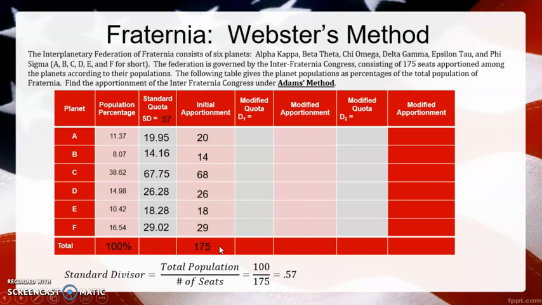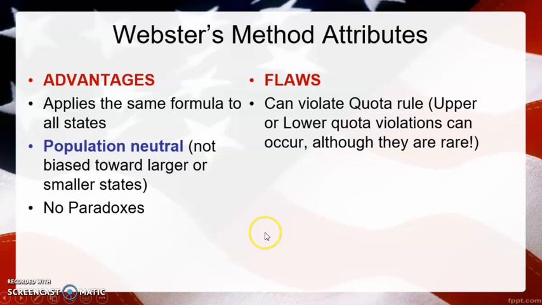Whereas since Jefferson always awards the lower quota, Jefferson's is always going to be too low initially. Since Adams always awards the upper quota, Adams is always going to be too high initially. So with both of those methods, you're going to be required to do a modified divisor. Whereas with Webster's, you might be required to do a modified divisor, but in some cases, you will get the correct apportionment initially. So that's kind of the positive of Webster's method.